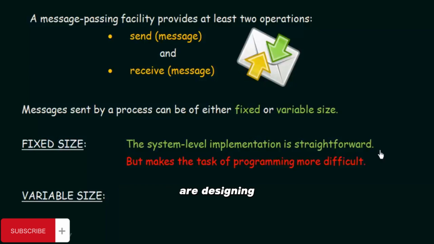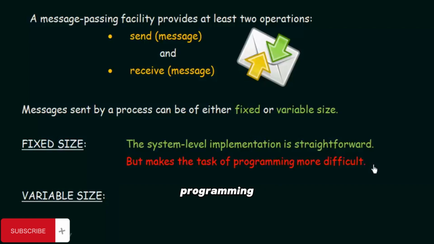Because when you are designing your system, you have to design your system in such a way that the length of the messages that will be sent by processes will be of fixed size. So in that way, the implementation is straightforward. So the system-level implementation, that means the way in which the system is implemented, is straightforward and easy because you just have to maintain a fixed size. But it makes the task of programming more difficult.